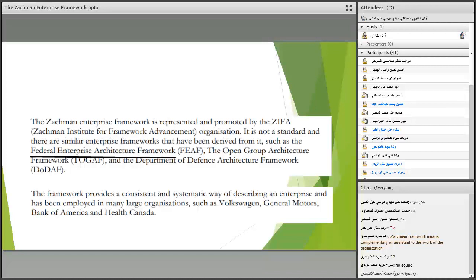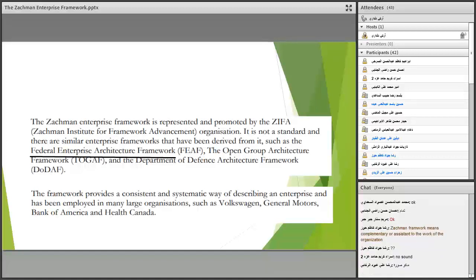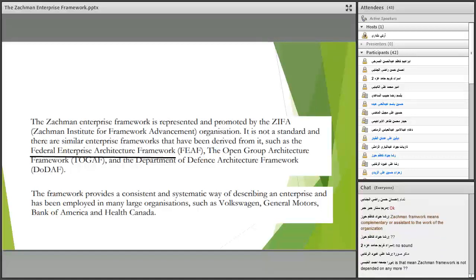So I insist that the Federal Enterprise Architecture Framework is based on Zachman. The other example is that the Open Group Architecture Framework, or TOGAF, is also based on Zachman.